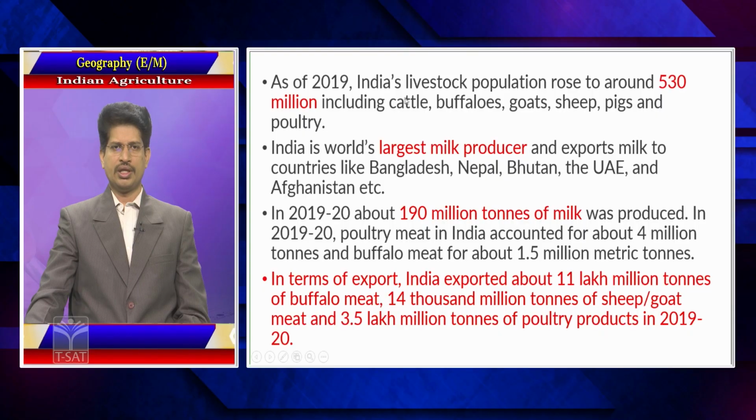In 2019, India's livestock population rose to around 530 million, including cattle, buffalo. So all the cattle constitutes 550 million, might be a question. India is the largest milk producer and exports milk to neighboring countries like Bangladesh, Nepal, Bhutan, UAE and Afghanistan. In 2019-20, 190 million tons of milk was produced. In terms of exports, India exports about 11 lakh tons of buffalo meat, 14,000 tons of sheep, goat meat and 3.5 lakh tons of poultry products in 2019-20. So this data can also be used in making objective bits in terms of Indian agriculture.